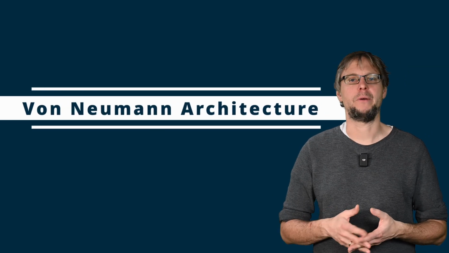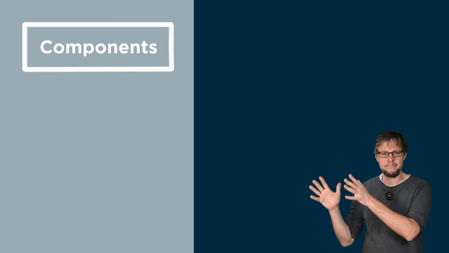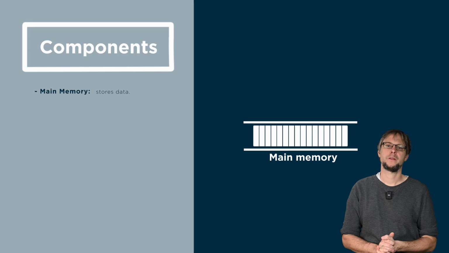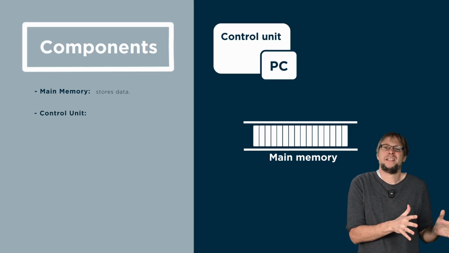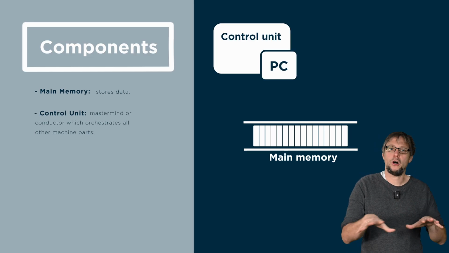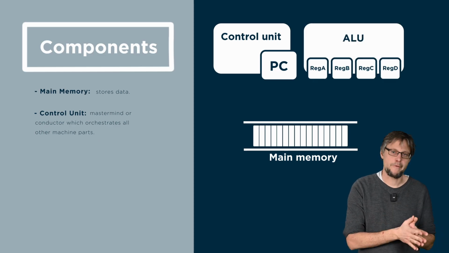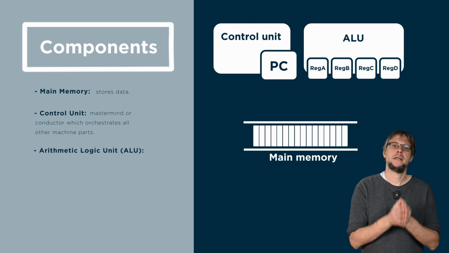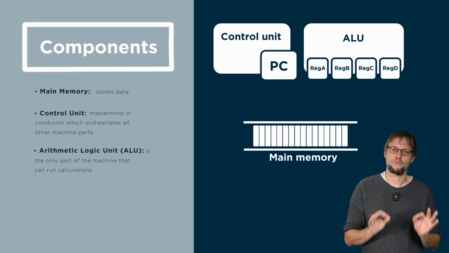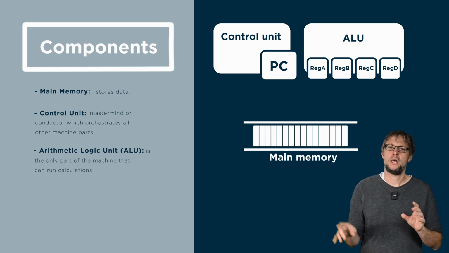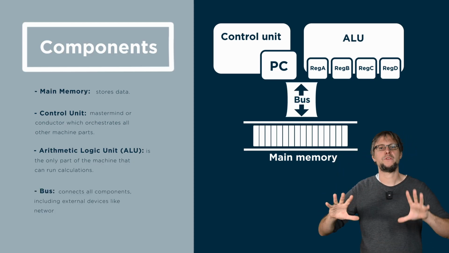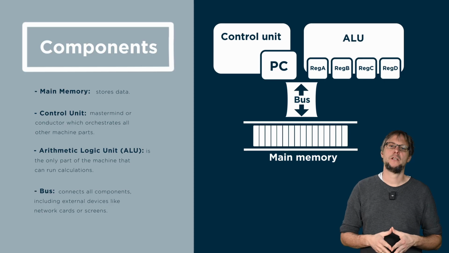Our notion of what a computer looks like was introduced by John von Neumann. It consists of 4 components. The main memory stores data. The control unit is the mastermind or conductor which orchestrates all the other machine parts. The arithmetic logic unit, ALU, is the only part of the machine that can run calculations. The bus finally connects all of these components, including external devices like network cards or screens.